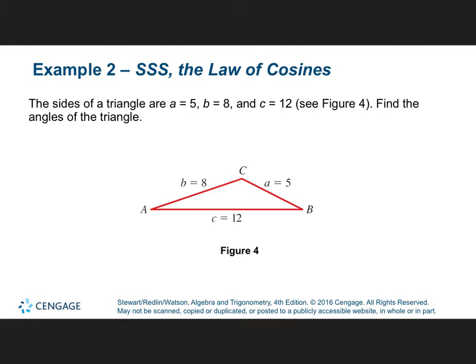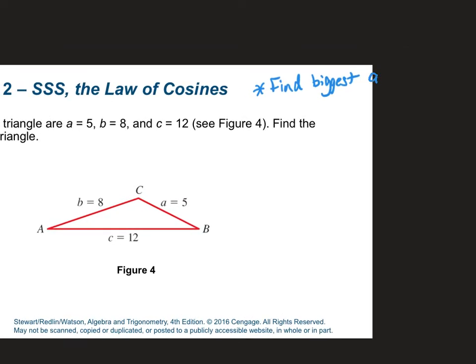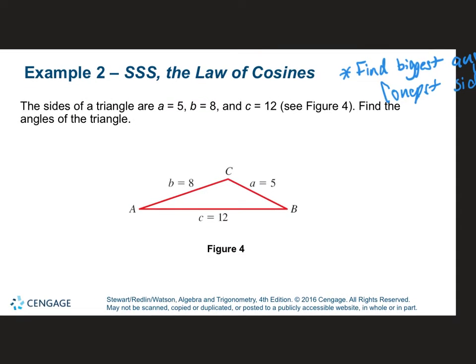So the first thing you guys have to do, and this is super important for you to get these questions right, you have to find the biggest angle or longest side first. Have to. So when I'm looking at this triangle that they gave me here, what is the longest side and therefore the biggest angle? What's the longest side, guys, between 5, 8, and 12? 12. So the longest side is across from the biggest angle.